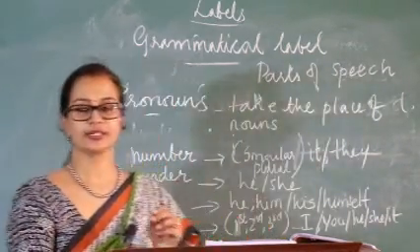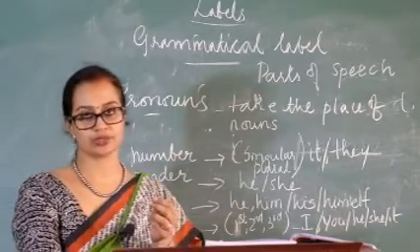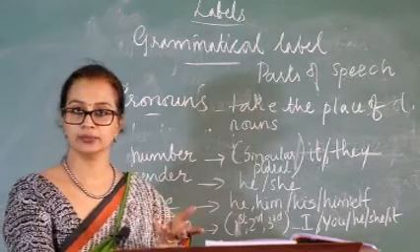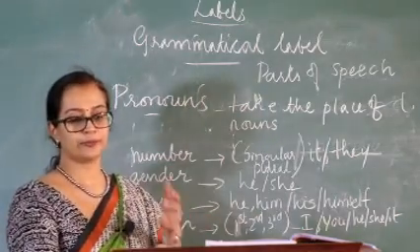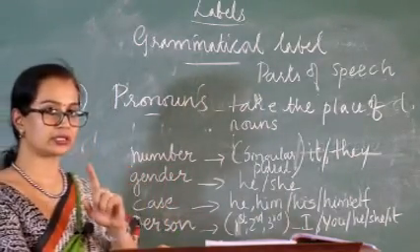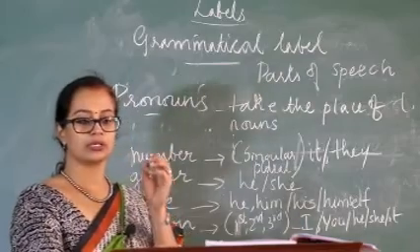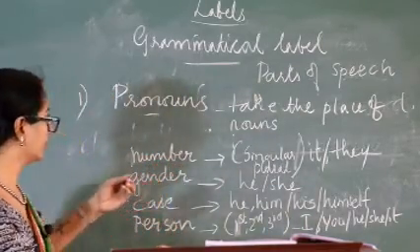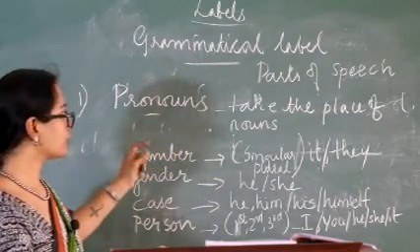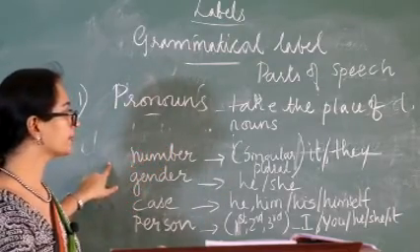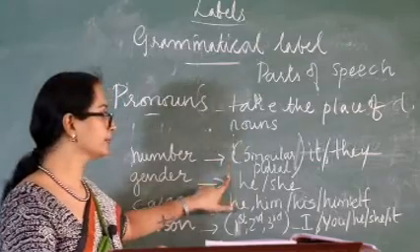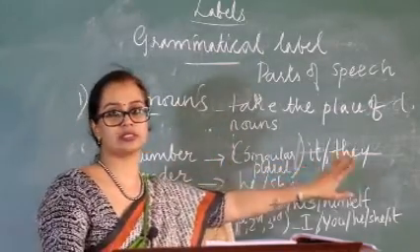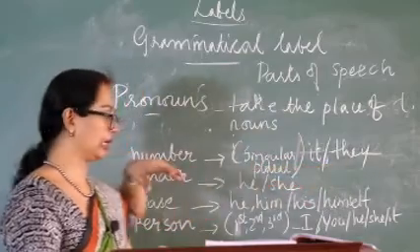So pronouns take the place of nouns. He, she, it, they, all these are pronouns. Now, pronouns are labeled, and remember this is theory. Pronouns can be labeled according to the following. They are labeled according to number, either singular or plural. If so, you use the terms it and they.